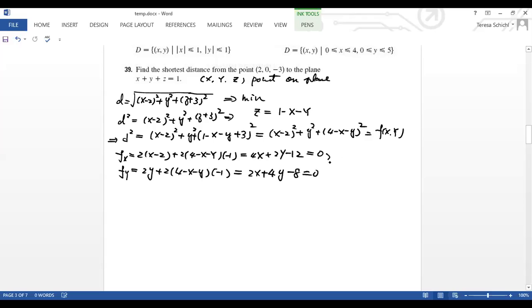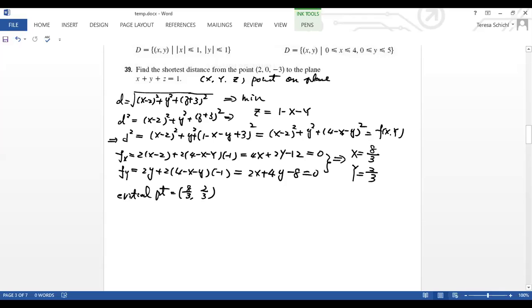Then you solve the system of linear equations for these two. Those are linear equations, so it's easy to solve, right? So after I solve it, I find that x is equal to 8/3, and y is equal to 2/3. Okay, so this is my critical point, right? So my critical point here is (8/3, 2/3).